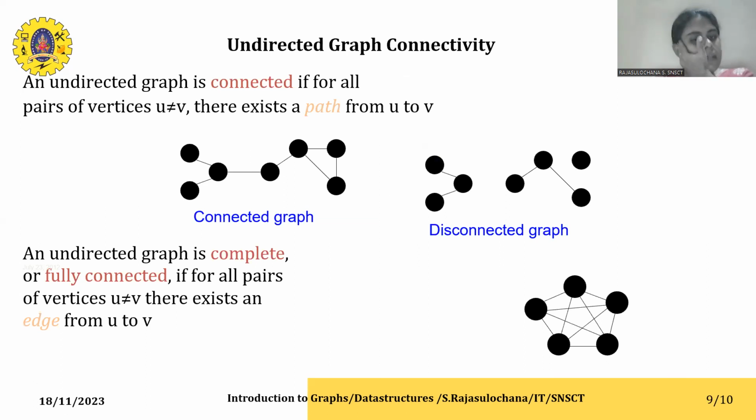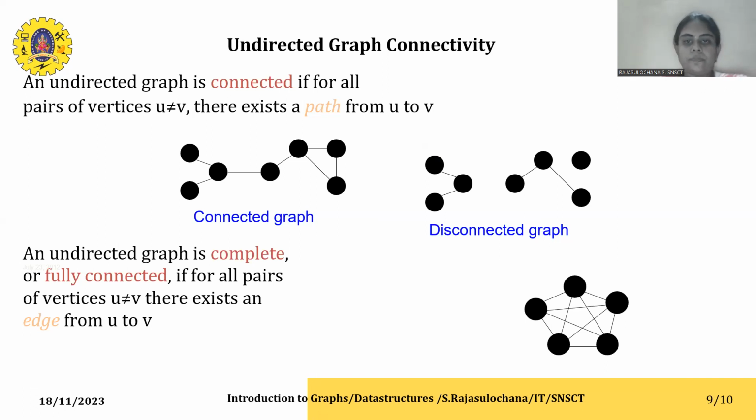Next, we see about connectivity. Now a question will arise among you: what is a connected graph? When do we call an undirected graph a connected graph? If we take any pair of vertices from the set of vertices, there should be a path. If such a path exists between any pair of vertices in a graph, then that graph is said to be connected. On the other hand, if there is no path between at least one pair of vertices, then that graph is said to be a disconnected graph.